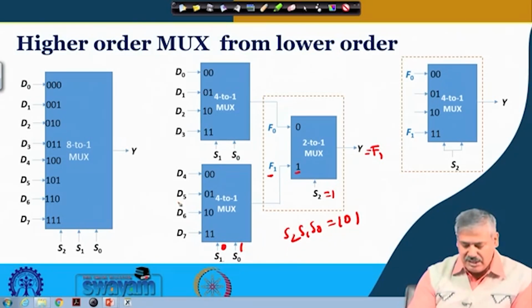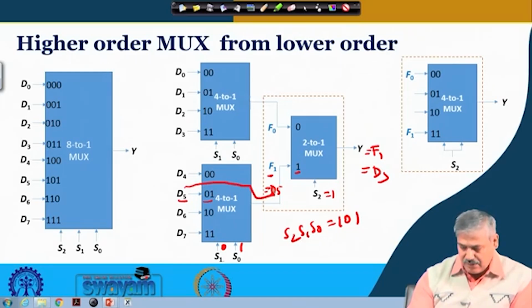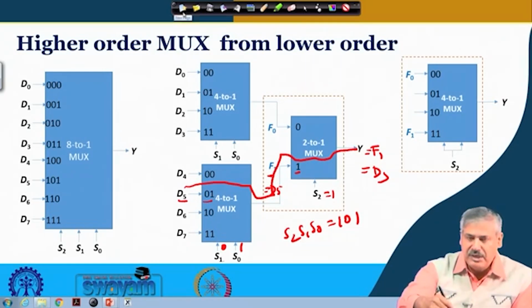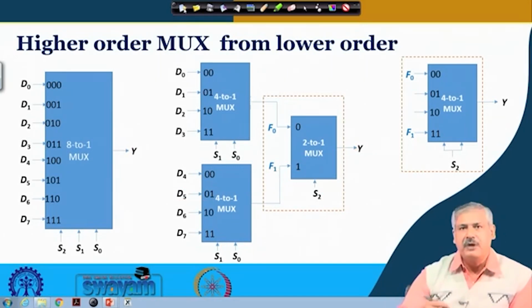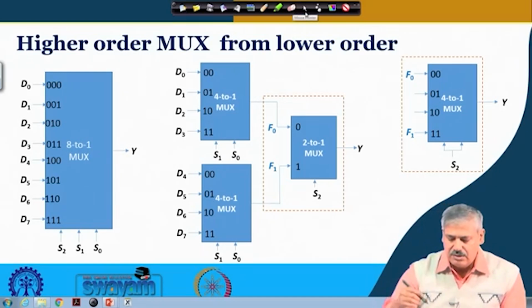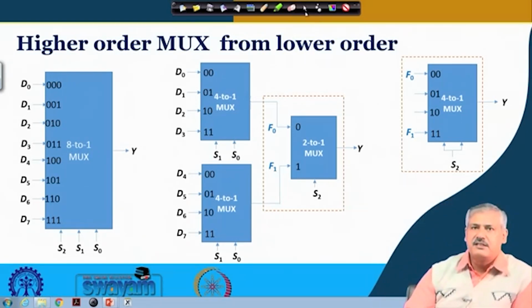Okay. So, 0, 1 is the one, D5 will be selected. So, F1 will become D5. So, y is equal to F1 is equal to D5. So, D5 will go to the output, absolutely no issue. So, this is what you can see happening when you have got a higher order multiplexer realized by lower order.